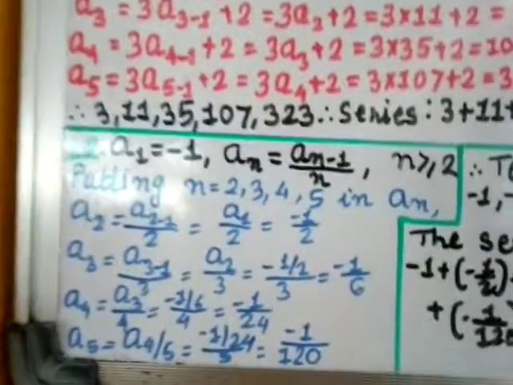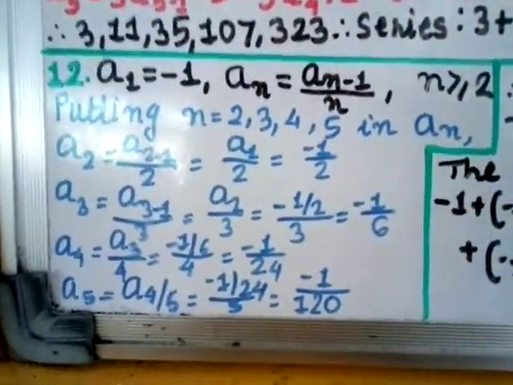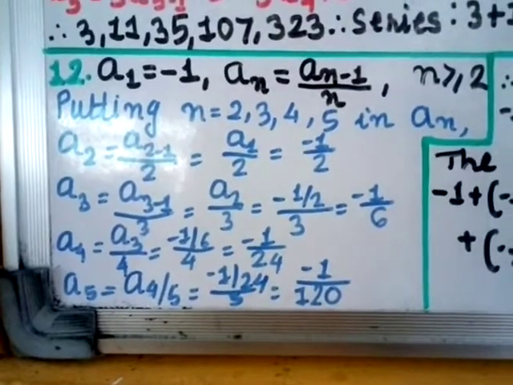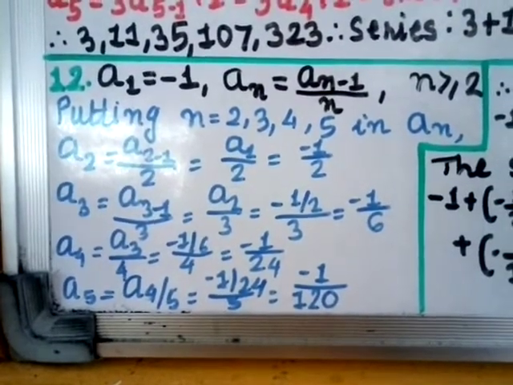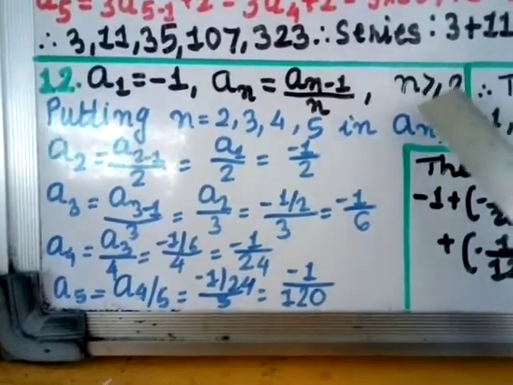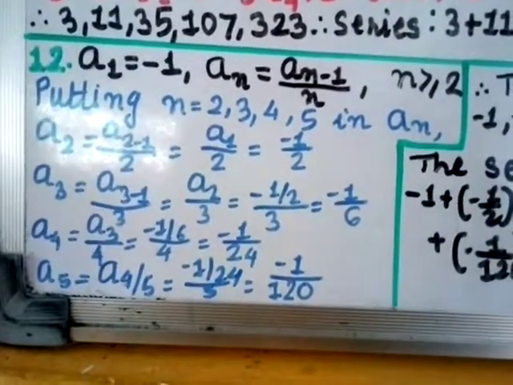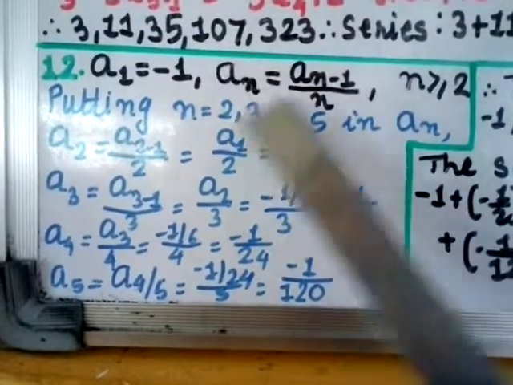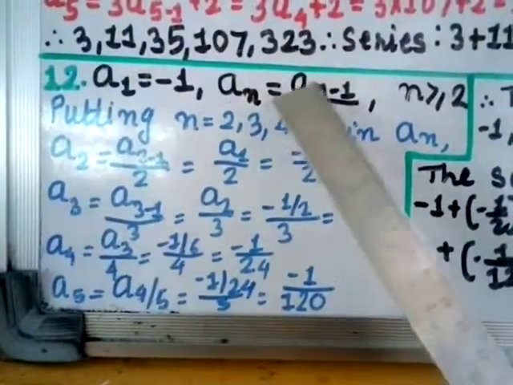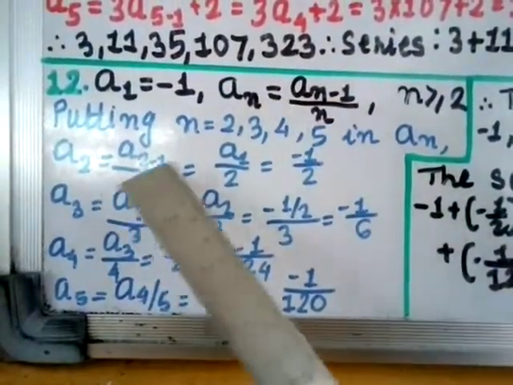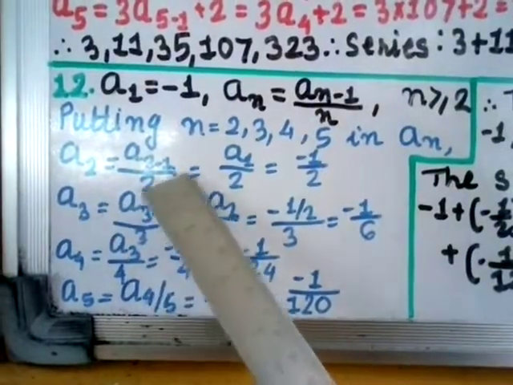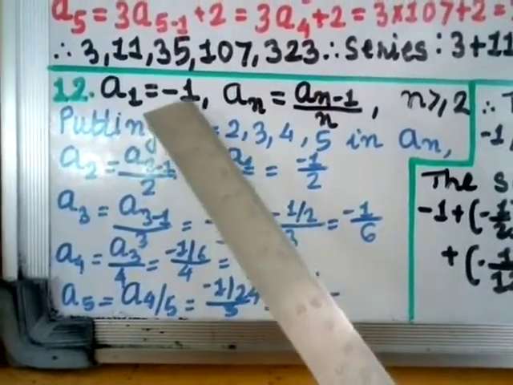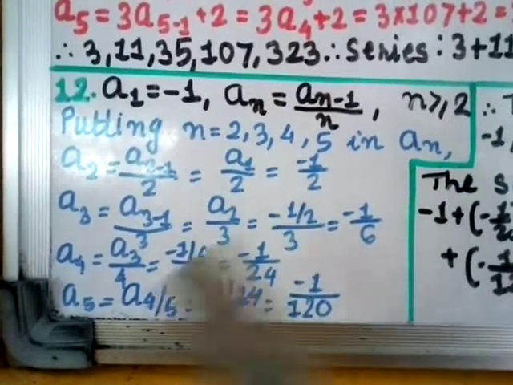Question number 12. a1 equal to minus 1, an equal to a(n minus 1) by n, n is greater than or equal to 2. So let us start with n equal to 2, because equal to is also there. The a1 term is given, the first term. So putting n equal to 2, 3, 4, 5 in an. So a2 equal to a(n minus 1), that is 2 minus 1, divided by n, that is 2, equal to a(2 minus 1) is a1, by 2. The a1 value is given as minus 1, divided by 2.